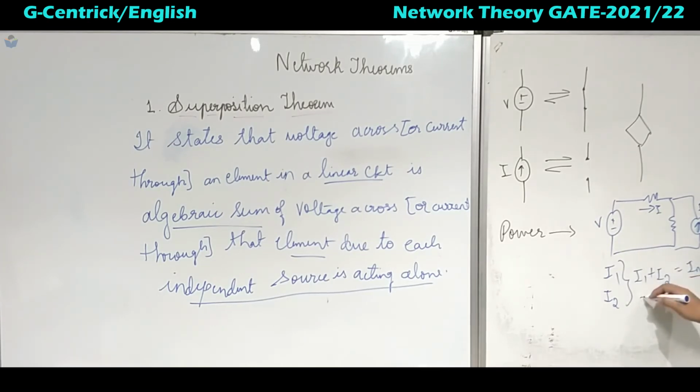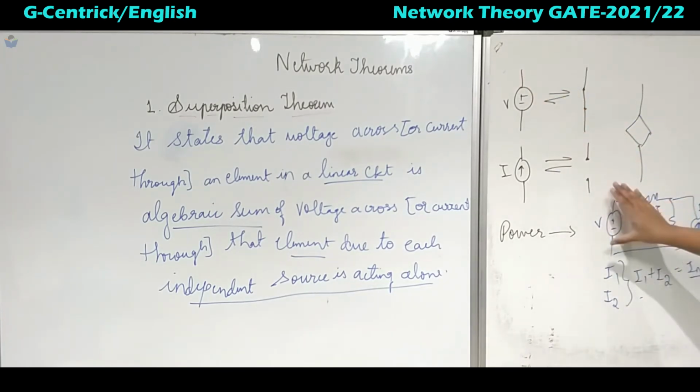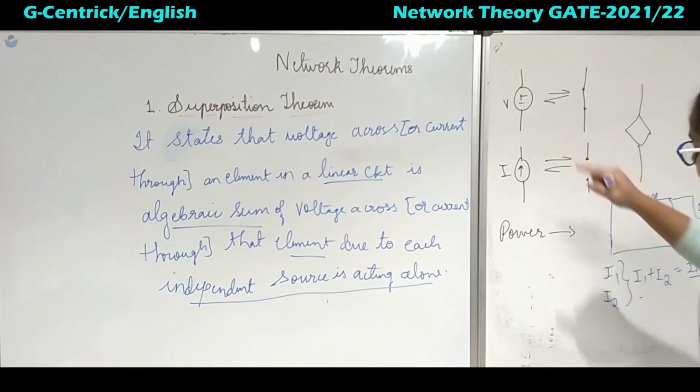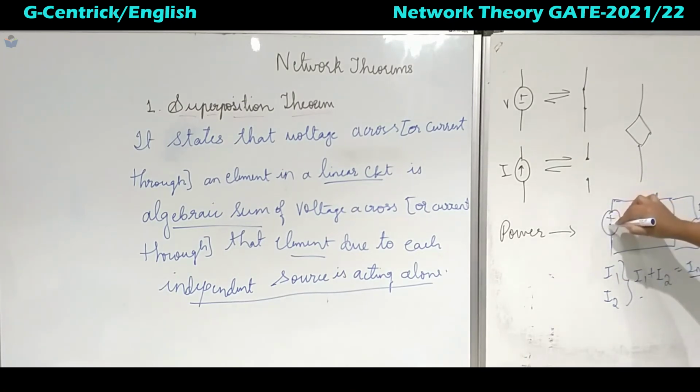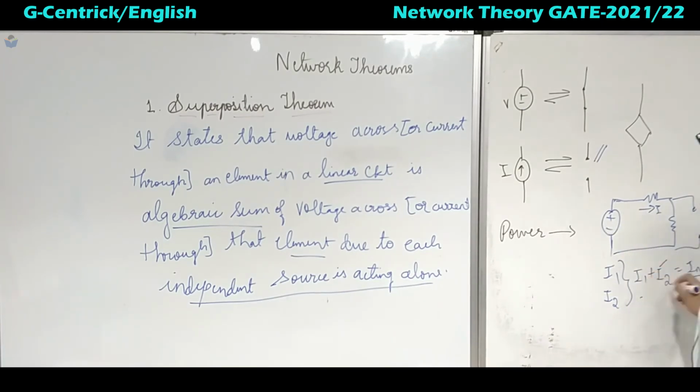So this is nothing but the additivity we have used, so we have to add both together. How will you make a voltage source or current source inactive? If you are calculating for the current source, making the voltage source inactive, then you have to short circuit it. This voltage element will be shorted, and the current source will be active. Next, if you are considering the voltage source and you have to make the current source inactive, you have to open circuit it. Then you calculate I2.